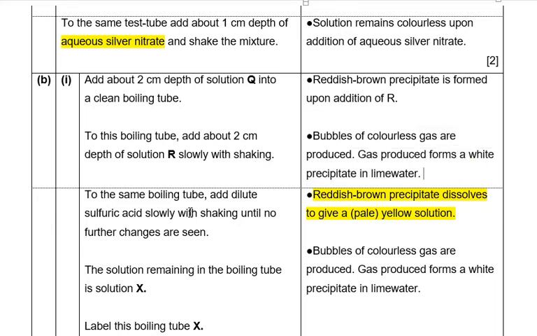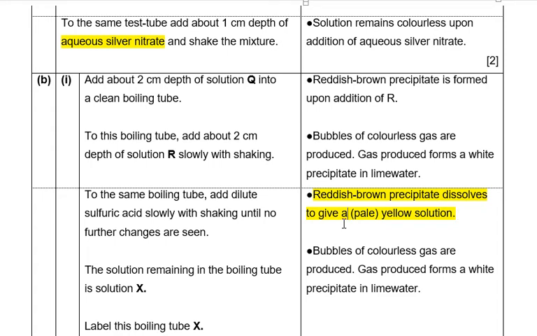Now to this same test tube, we are asked to add dilute sulfuric acid slowly with shaking until no further change is seen. So if you continue to add with shaking, this reddish brown precipitate actually dissolves to give a yellow solution. I have a wide range of answers. Some of you say, oh, reddish brown precipitate turns into a reddish brown solution. No such thing. How can a precipitate turn into a solution? The precipitate must dissolve. So you have to make sure that you record your observation very clearly.